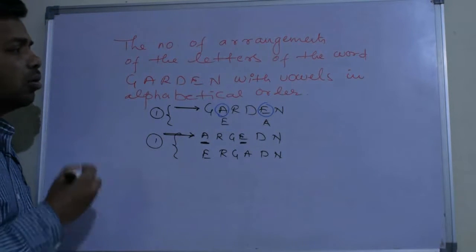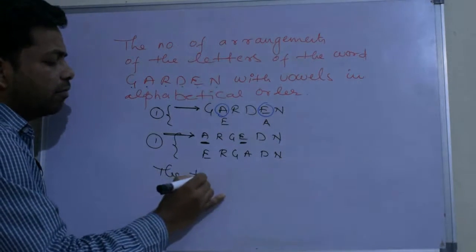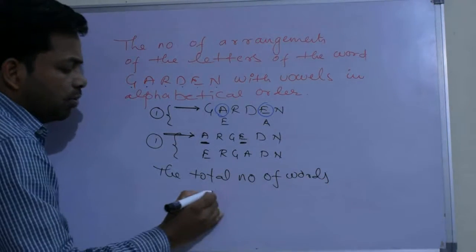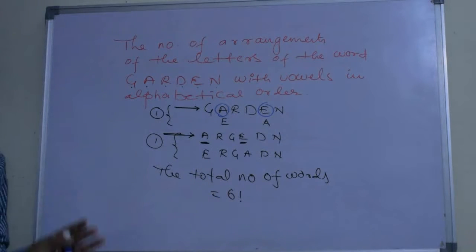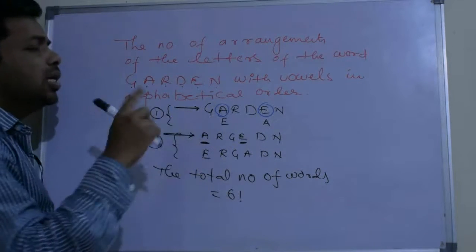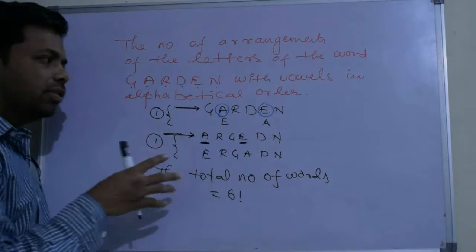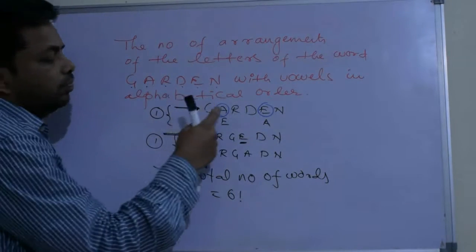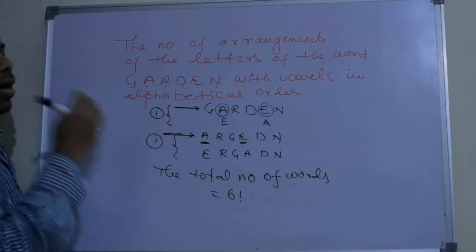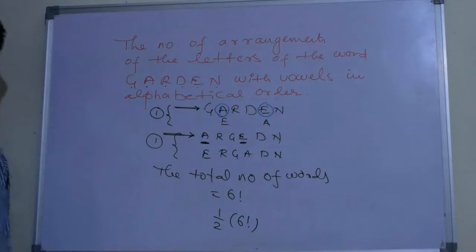Actually, how many words are there in total? 1, 2, 3, 4, 5, 6 letters. Therefore, the total number of words that can be formed is 6 factorial. This is the total number of words of garden. But for every two words, there will be one in which AE are in alphabetical order. Therefore, half of the total number of words gives the required arrangements. So, the required arrangement is half of 6 factorial.